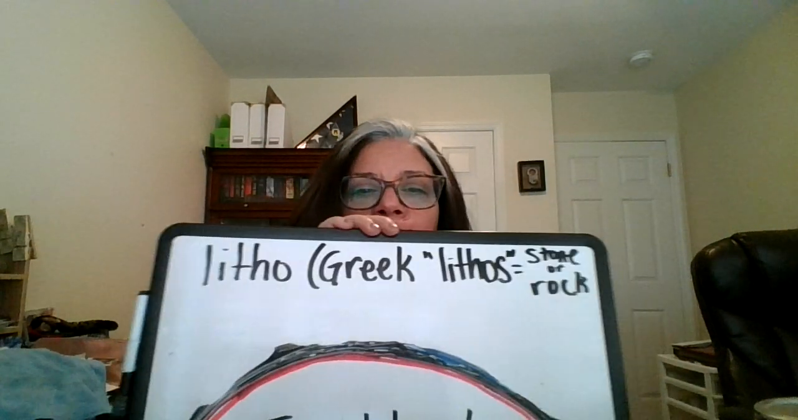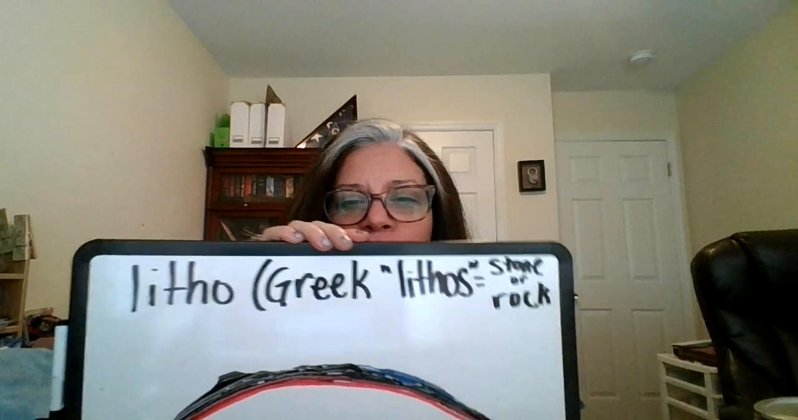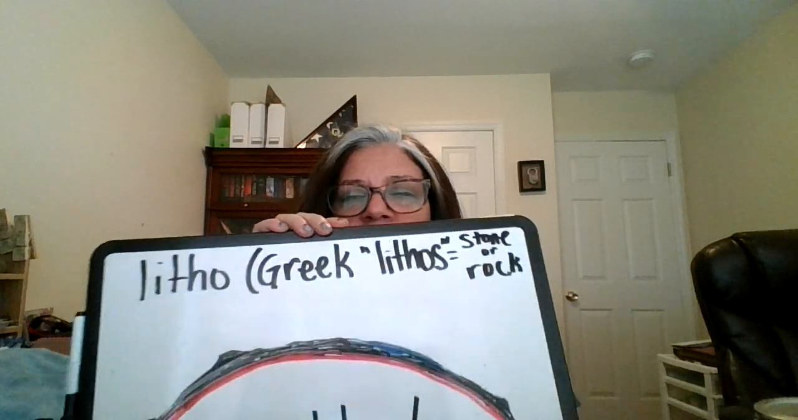We know that litho is a prefix. It comes from the Greek word lithos, and it means stone or rock. So the lithosphere is actually all of the rock material contained in the surface of the earth, right? Now, the earth is made of layers, and we're going to talk about that more another day. That has to do with density of materials. But for now, I just want to talk about the outer shell of the earth.